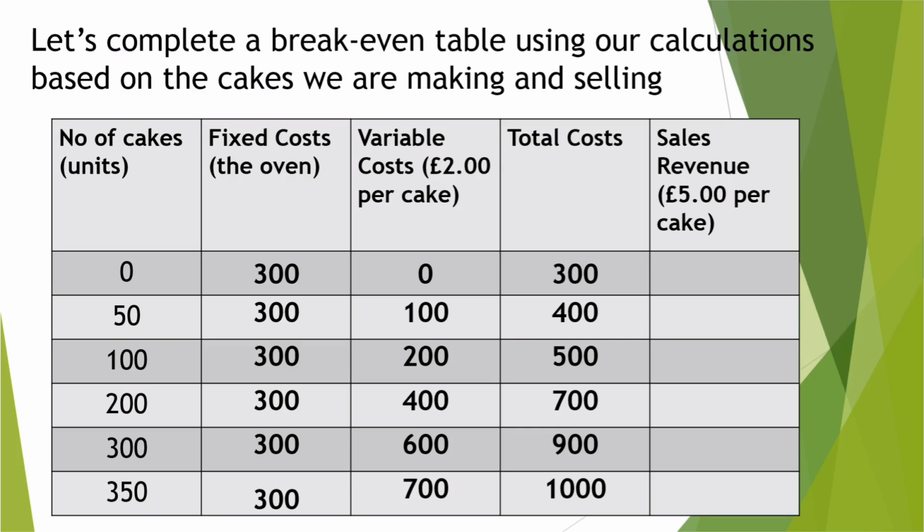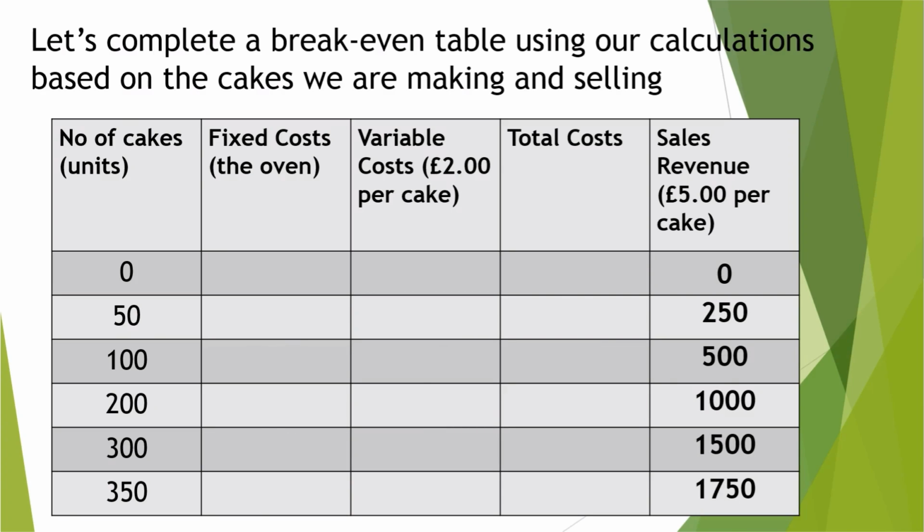And we carry on doing this for the number of cakes we make until we reach the 350 cakes, which you'll note the fixed costs remain the same at 300, the variable costs are 700, which is the 350 multiplied by the £2 per cake, and then I add the 300 and the 700, which gives me the 1,000.